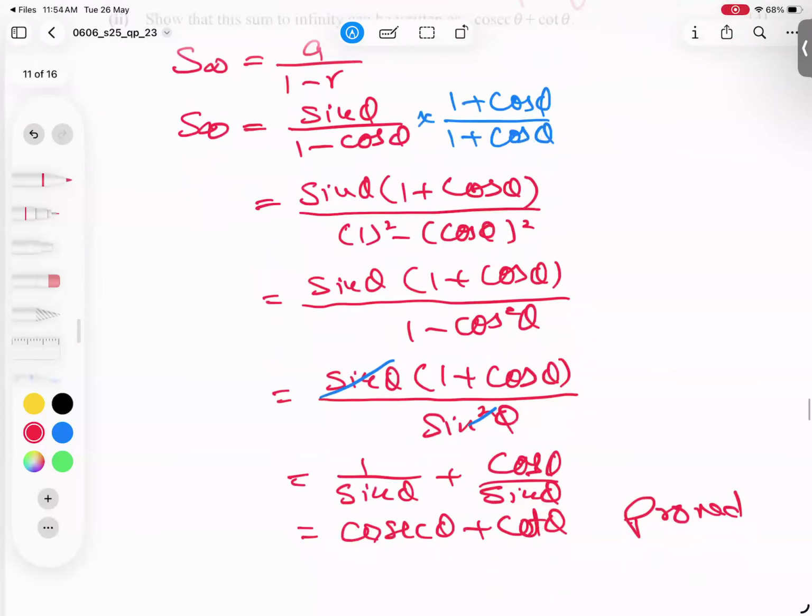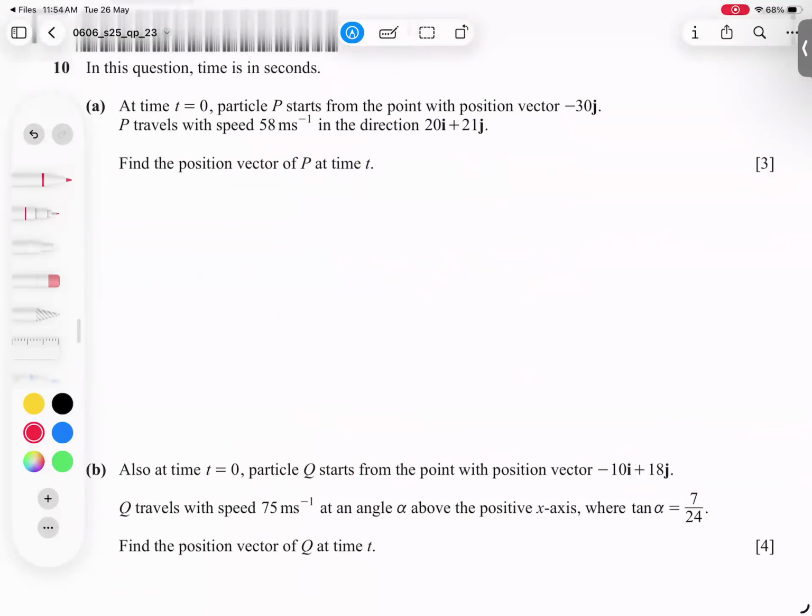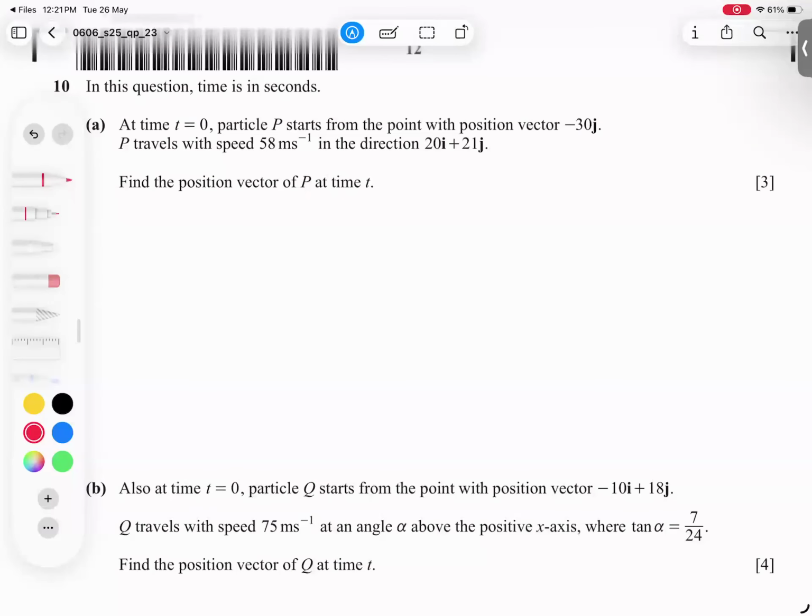I hope the concept of the question is very clear. Question number 10 we have, students. At time t0, a particle starts from this point. P travels with this speed in this direction. The starting point is this, the speed is this, and the direction is given. Whenever direction is given, we need a direction vector.